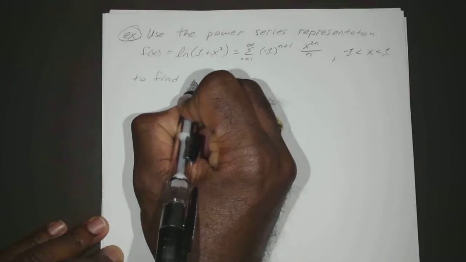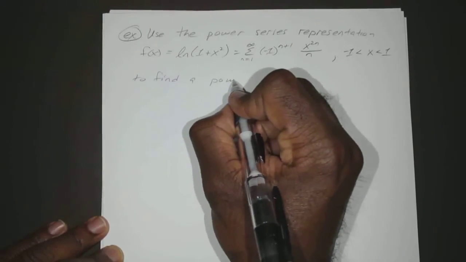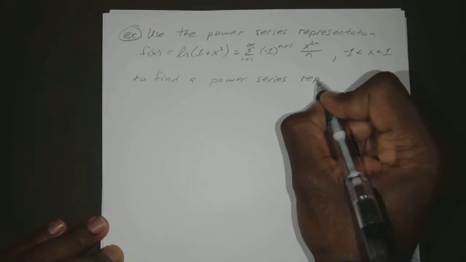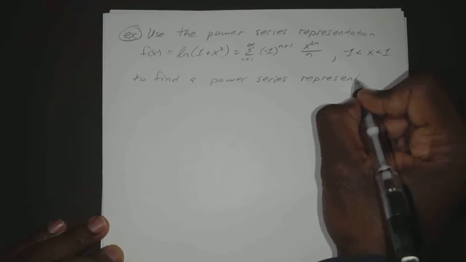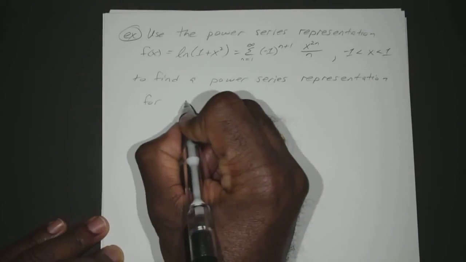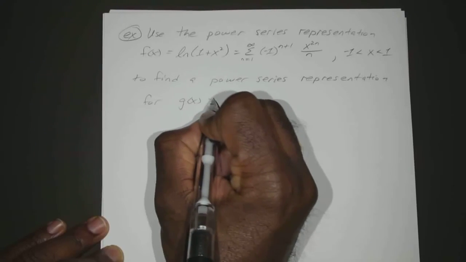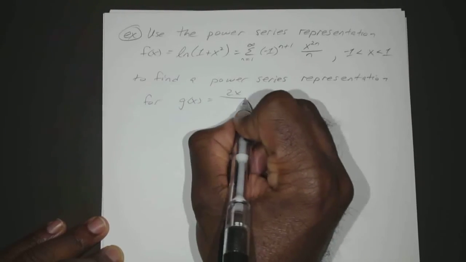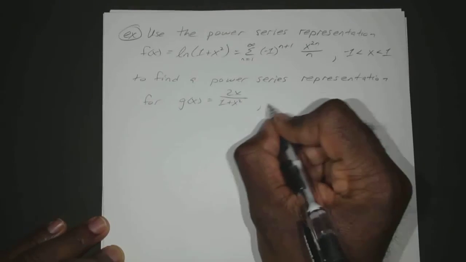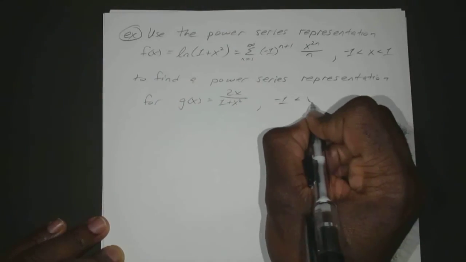Use that to find a power series representation for g of x is equal to 2x over 1 plus x squared. Again, from -1 to 1.